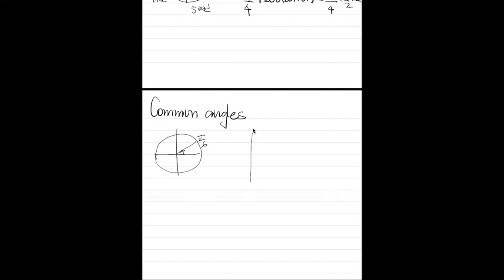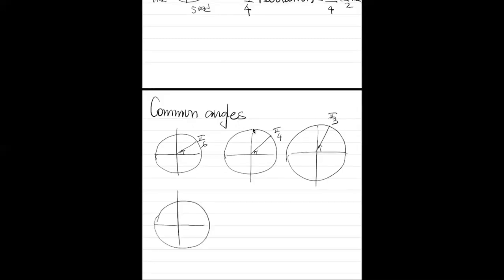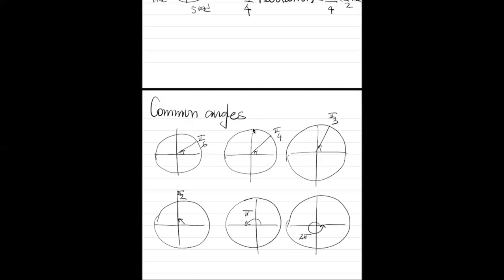Another common angle would be pi over 4. So pi over 4 is 1/4 of pi, 1/4 of half a revolution. Here it is, pi over 4, that angle. Another common angle will be pi over 3. So think about half a revolution divided by 3. It will be somewhere here, pi over 3. Of course, pi over 2 is a common angle. So this is pi over 2, or a right angle. Then we have pi. This is half a revolution. And finally, 2 pi. So these are the common angles we're going to use a lot in trigonometry.